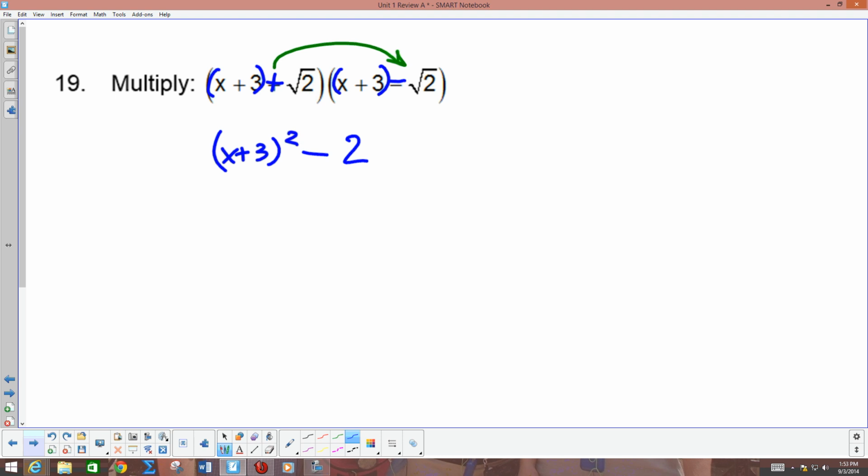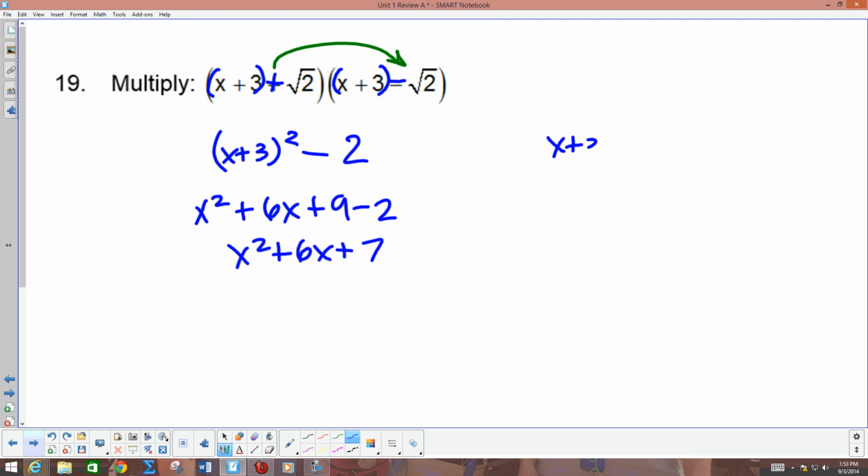Now that's the pattern. X squared, that's a 3x. I double it, I get 6x. And 3 squared is 9 minus 2. X squared plus 6x plus 7. And that's my final answer. Remember, if you're having a hard time, you don't get the pattern, write it out 2 times, and do all the multiplication. It's sure going to save you a lot of time if you memorize that pattern.